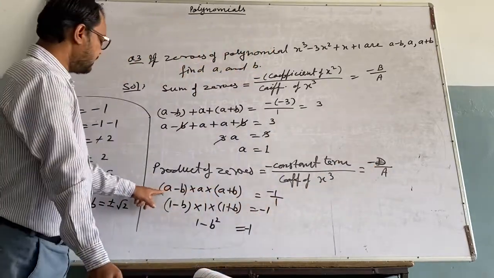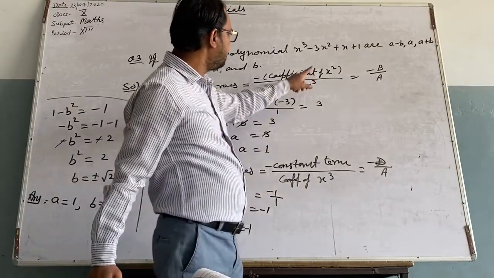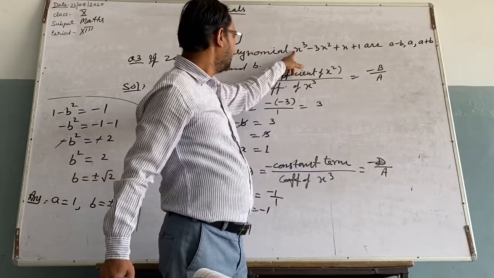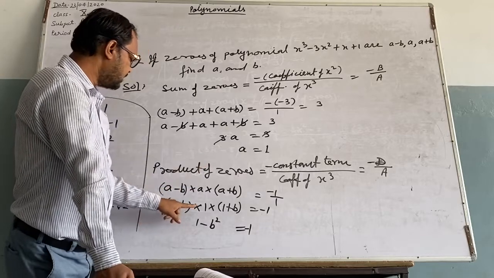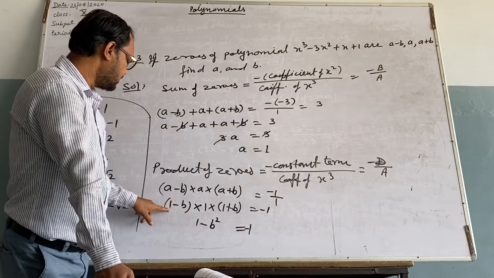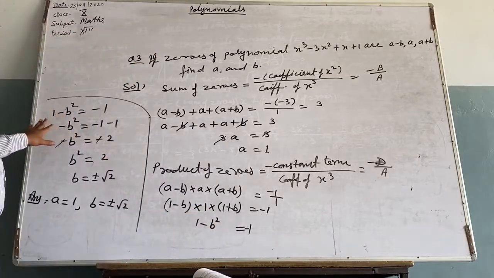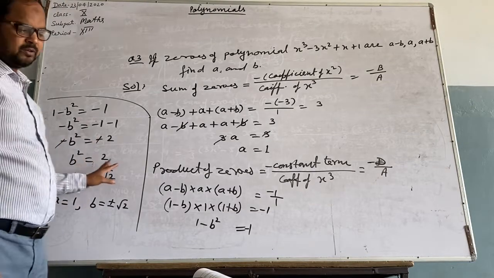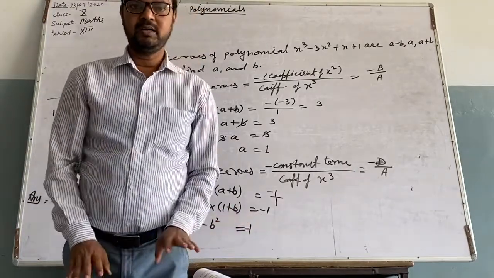So product is a minus b, a plus b equal to minus 1 upon 1, because the value of d is 1 and the value of coefficient of x cube, a, is 1. So now putting the value of a here, a is 1, 1 minus b, 1 plus b, multiplying by 1 has no value, so this will be 1 minus b square is equal to minus 1. Now by transferring, you can simplify it, a equal to 1, b equal to plus minus root 2. Okay, now repeat this. In this way, this polynomial chapter is completed.